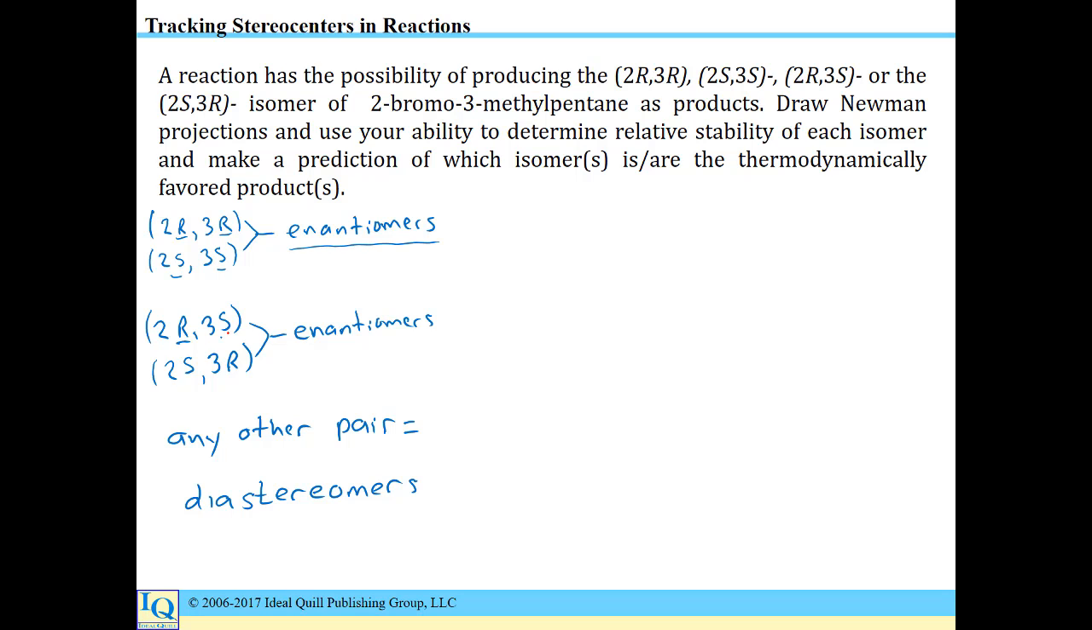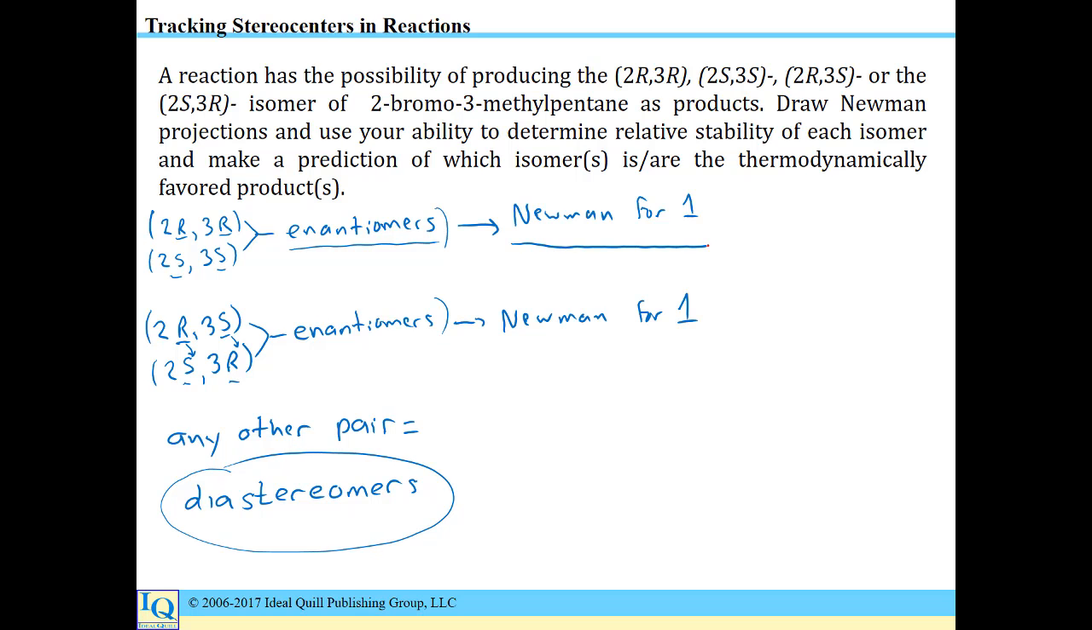The 2R3S isomer is the enantiomer of the 2S3R isomer. As you see, the S becomes R and the R becomes S, as you'd expect for a mirror image. So we have two pairs of enantiomers as possible products. Any other pair represents a pair of diastereomers. If our goal is to look at the relative stabilities, we know that these two enantiomers have the same stability as one another, as do these, but diastereomeric pairs will not have the same stability.